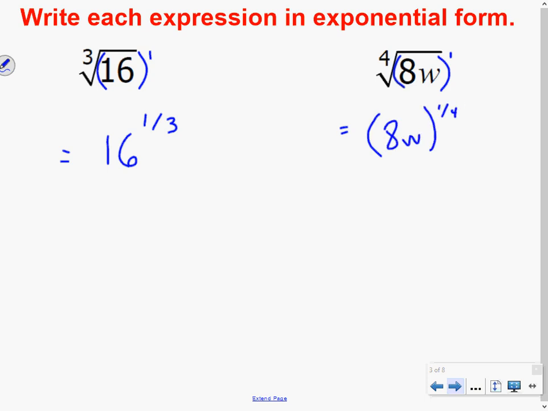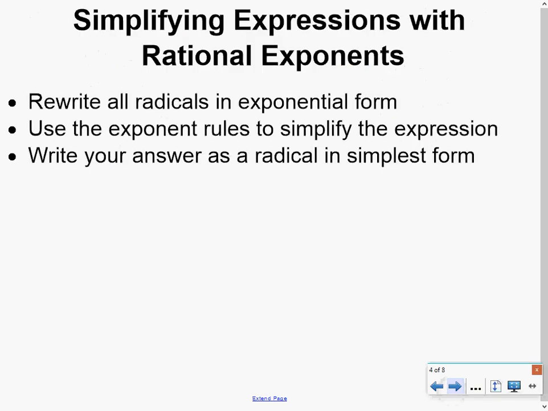And again, we could then apply some exponent rules. We could convert it back to radical form. There's a lot of things we can do. This is just a nice strategy if we need to go back and forth. So let's look at how we can simplify expressions with rational exponents.